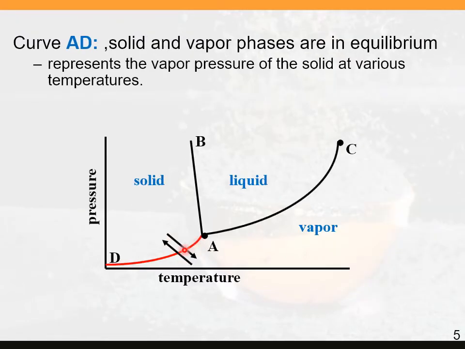Similarly, curve AD represents the conditions at which the solid and the vapor phases are in equilibrium. It also represents the vapor pressure of the solid at various temperatures. If you know the temperature, you can vertically go up, meet the line, and horizontally go to the left to read the vapor pressure of the solid.